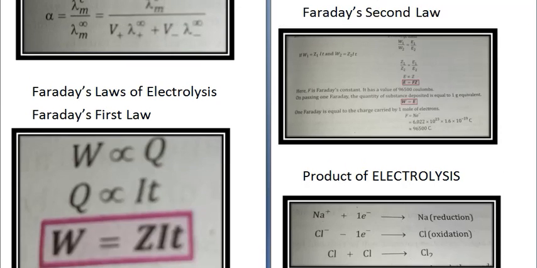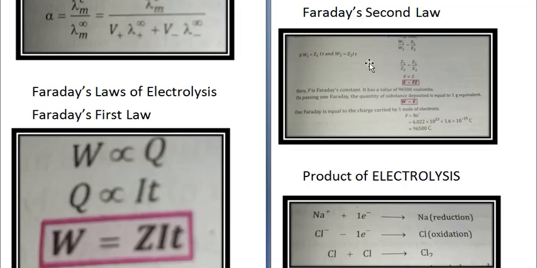Next we come to Faraday's second law of electrolysis. When the same quantity of electricity is passed through solutions of different electrolytes connected in series, the masses of substances liberated at the electrodes are directly proportional to their equivalent masses. What is the meaning of this? Suppose W1 and W2 are the masses of substances liberated by passing the same quantity of electricity, with equivalent masses E1 and E2, then W1 upon W2 will be equal to E1 upon E2.